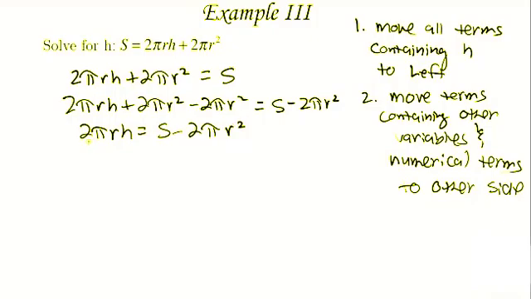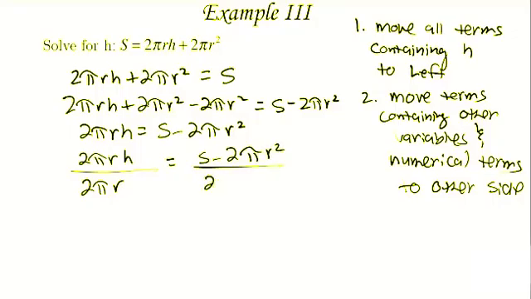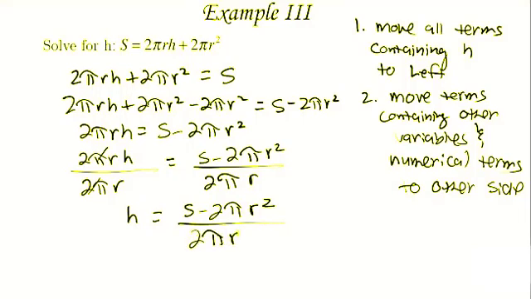Okay. Now I'm just left with one more step. I have to isolate the h by dividing both sides by 2 pi r. These cancel out, and now I have h alone equals S minus 2 pi r squared over 2 pi r.